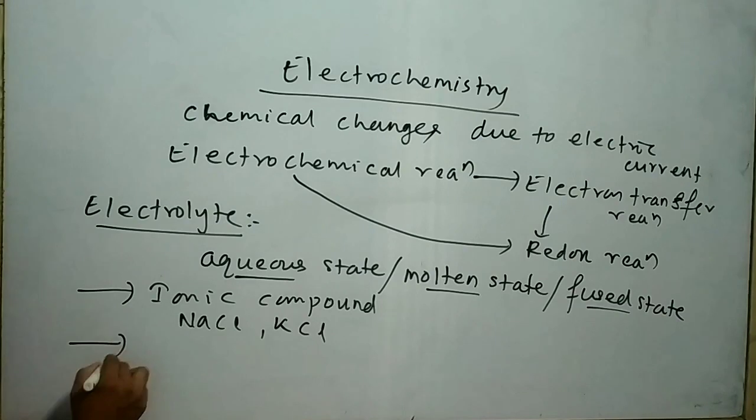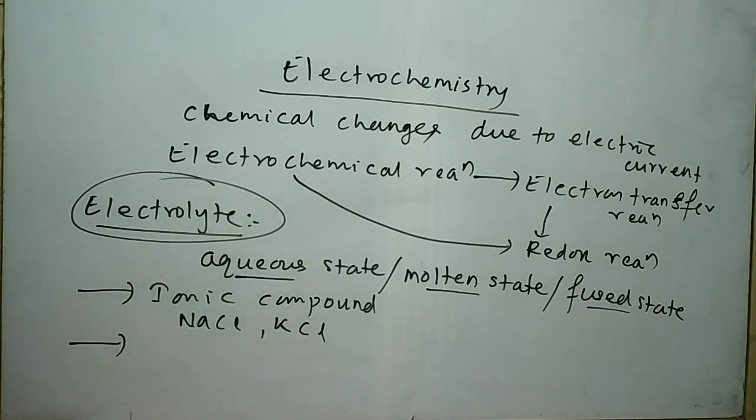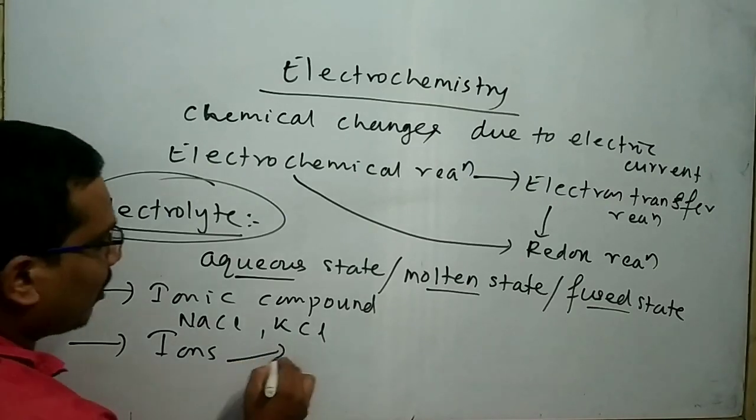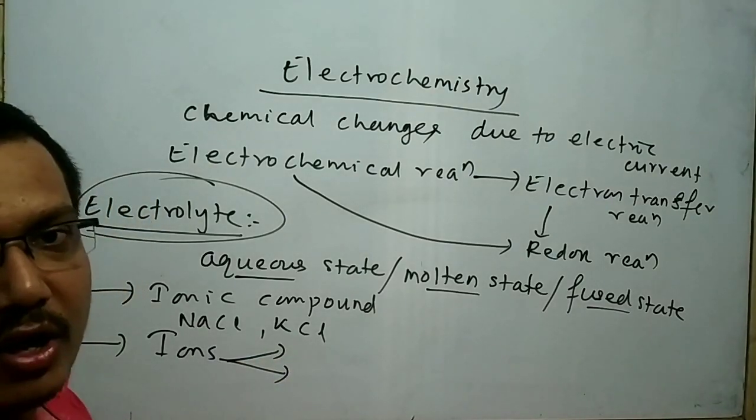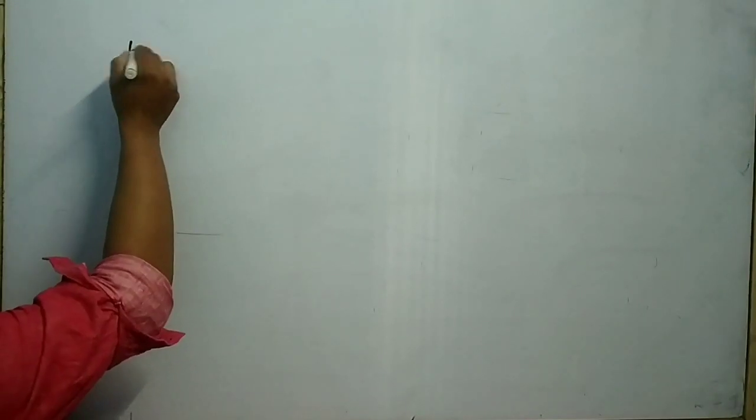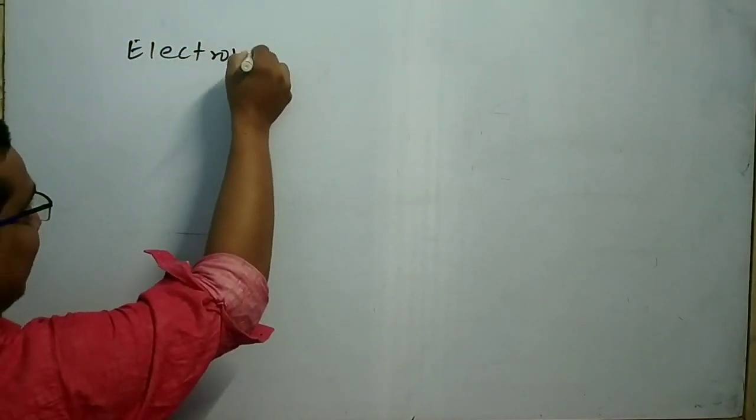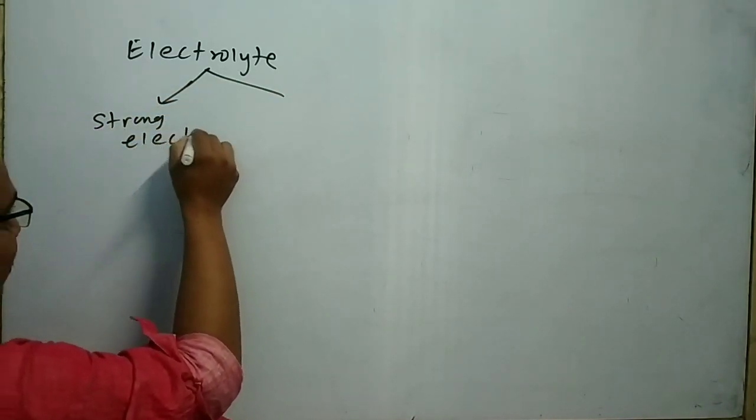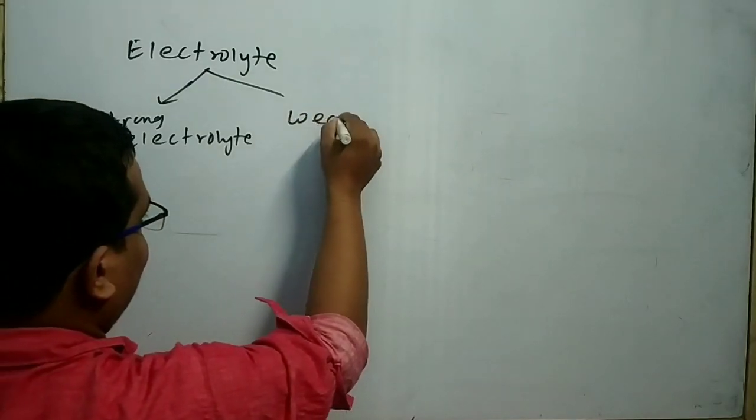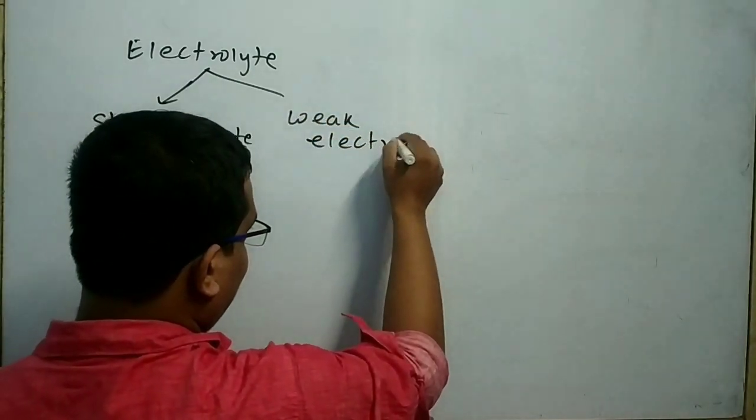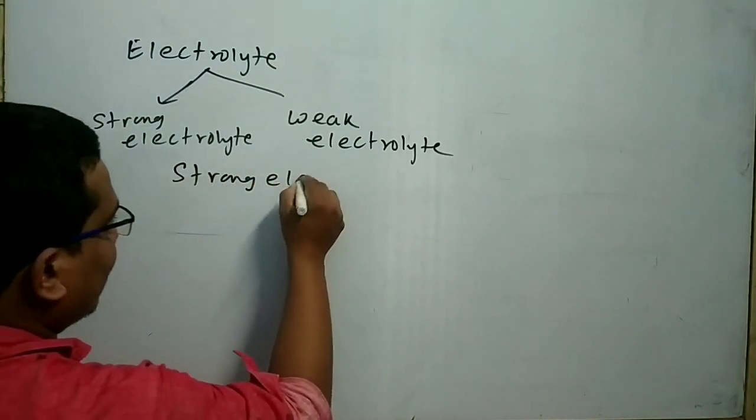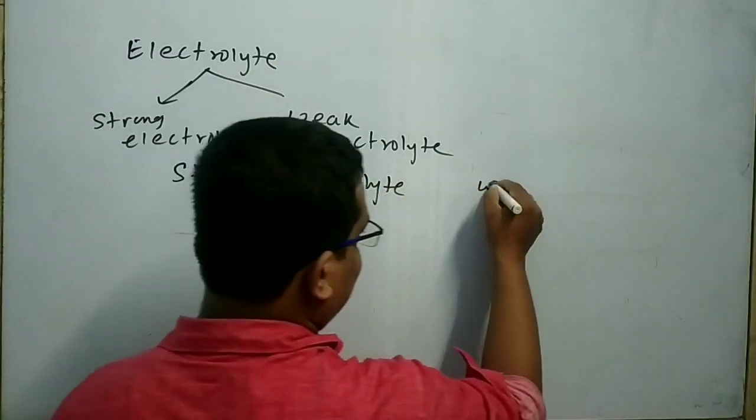When we apply electric current, the electrolyte undergoes decomposition, and after decomposition, the electrolyte forms ions. Two types of ions are formed: one is the cation, another is the anion. Electrolytes are of two types: one is the strong electrolyte, another is the weak electrolyte. Let me discuss the strong electrolyte and weak electrolyte.